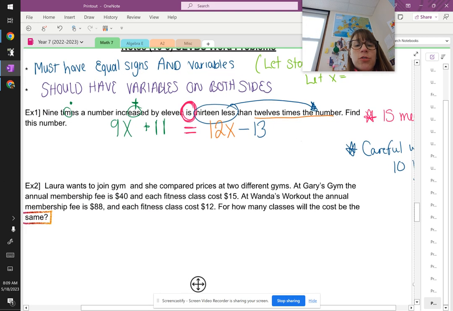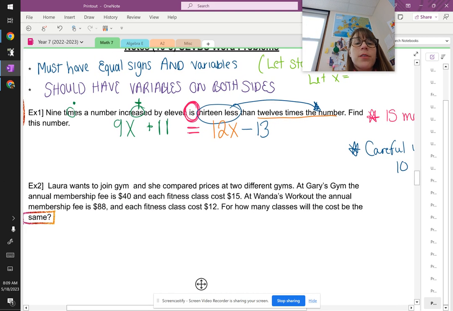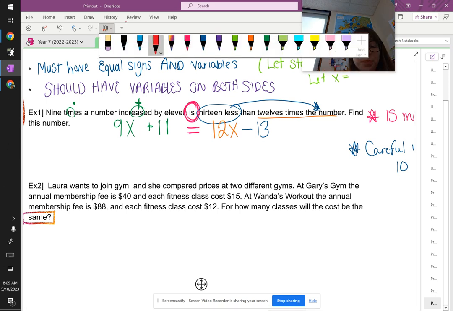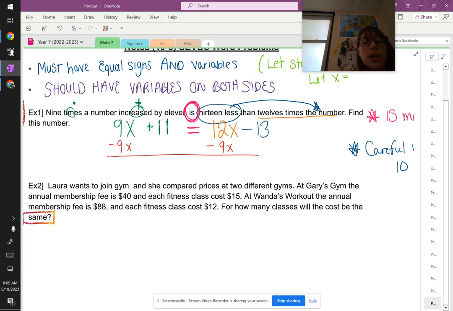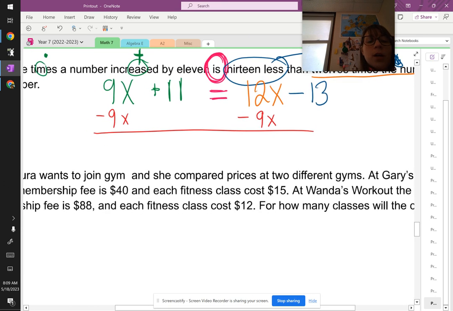Now that you have that translated, you can go ahead and solve it. 9x plus 11 equals 12x minus 13. My variables are not on the same side, so I can't possibly isolate it if it's in 2 different spots. So I'm going to do the inverse of a positive 9x, and I'm going to subtract 9x from both sides. Really wish I gave myself more room here. 9x minus 9x cancels out to 0. 11 equals 9 minus 12 is 3x. Carry down my minus 13.